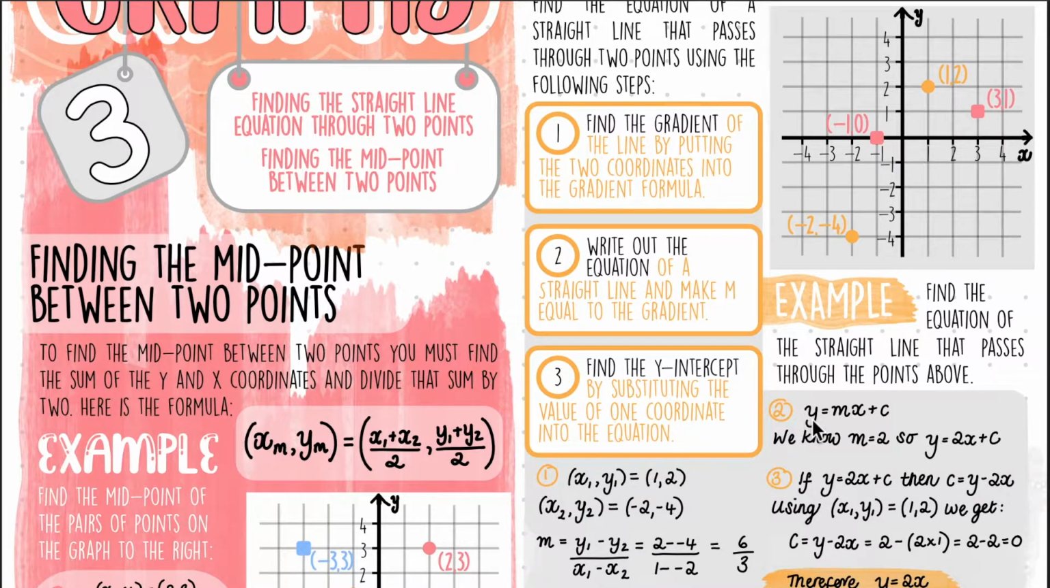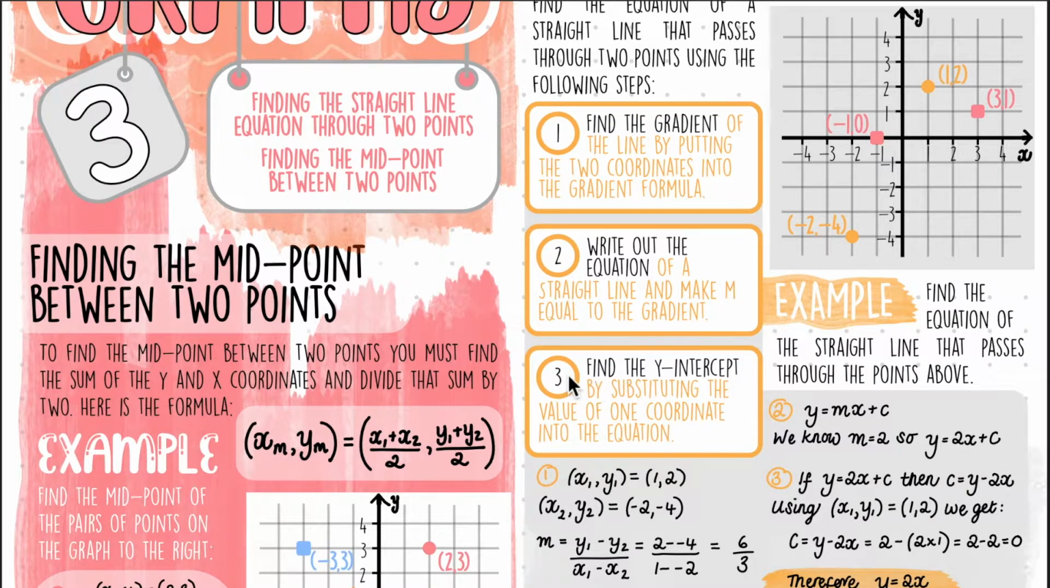So like I said, the equation of a straight line, y is equal to mx plus c. We've just found what m is, it's 2. Therefore, we get the equation y is equal to 2x plus c. So we're nearly there with finding the equation of the line that passes through these 2 points. All we have to do now is find this value of c.